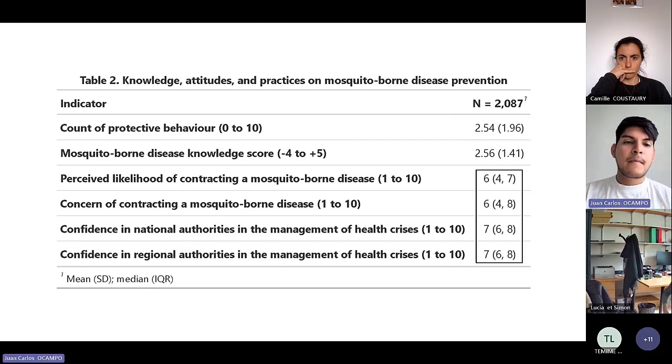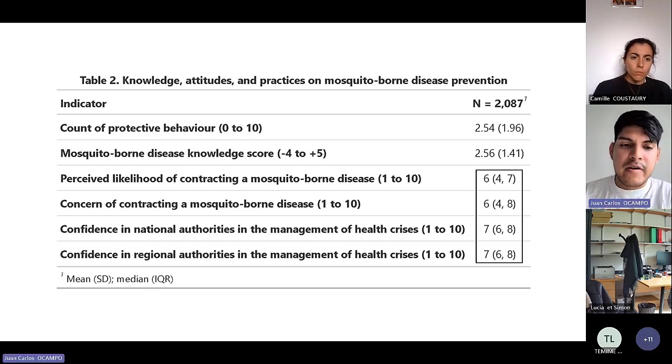mean. And now, here are the perceived likelihood of contracting a mosquito-borne disease. It goes from 1 to 10, not likely at all, very likely, or much certain. And then we have concern of contracting a mosquito-borne disease. Again, it goes from not concerned at all to highly concerned. Our median here is about 6, and you can see our interquartile range over there from 4 to 7, from 4 to 8. And then we have confidence in national authorities and regional authorities with a median of 7 and an interquartile range of 6, from 6 to 8.